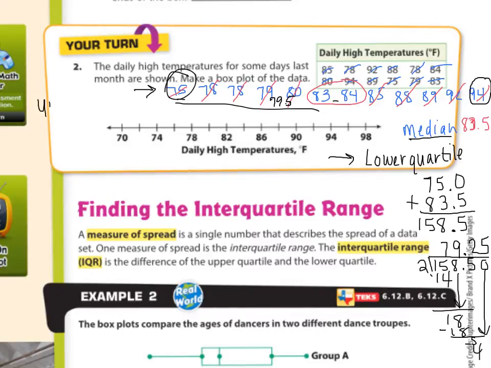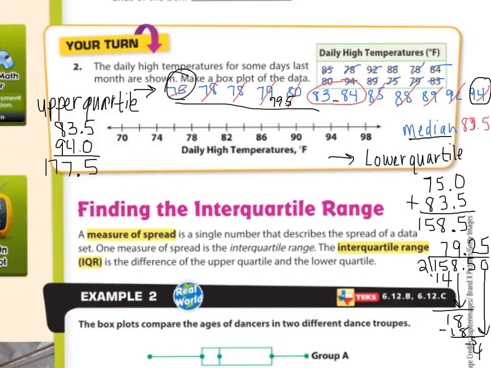Okay, to find the upper quartile, the upper quartile is going to be your median. Again, we're using your median, 79 1/2. No, what was it? 83 1/2. And we're going to add it with the biggest number now, which was 94. Do this addition on your paper.